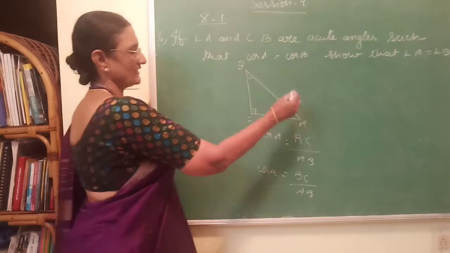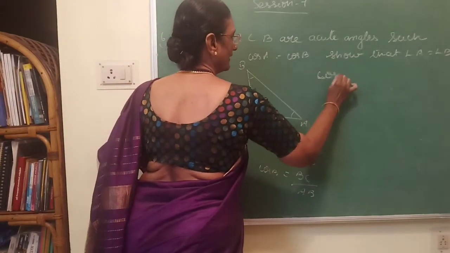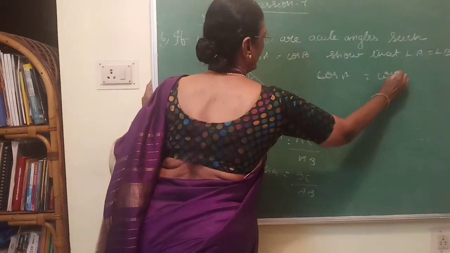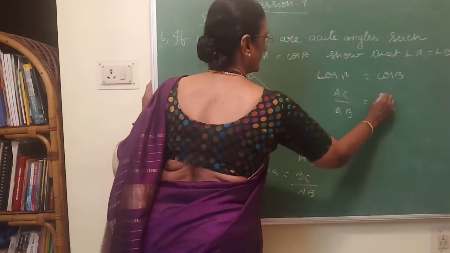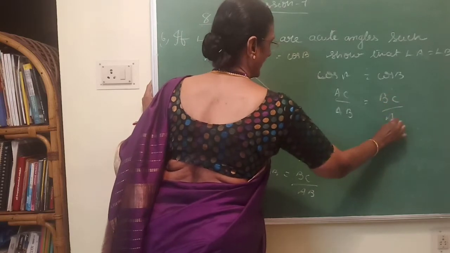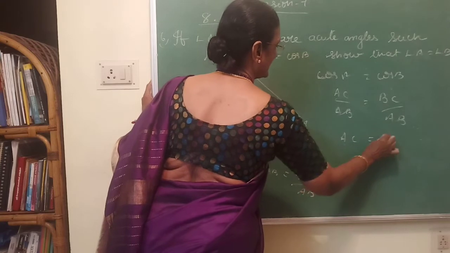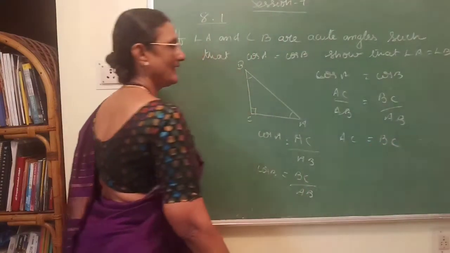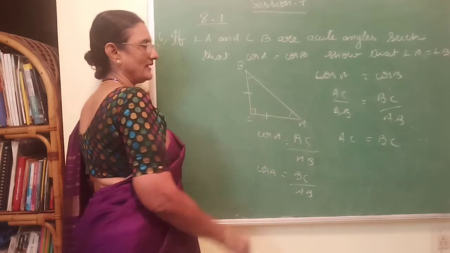It is given that cos A is equal to cos B. Therefore, you will get AC divided by AB is equal to BC by AB. AB and AB will get cancelled. We get AC is equal to BC. AC equal to BC means what? Both the sides are equal.